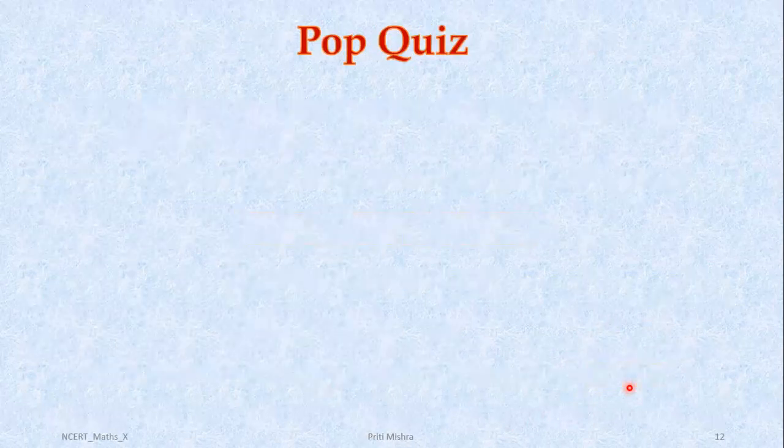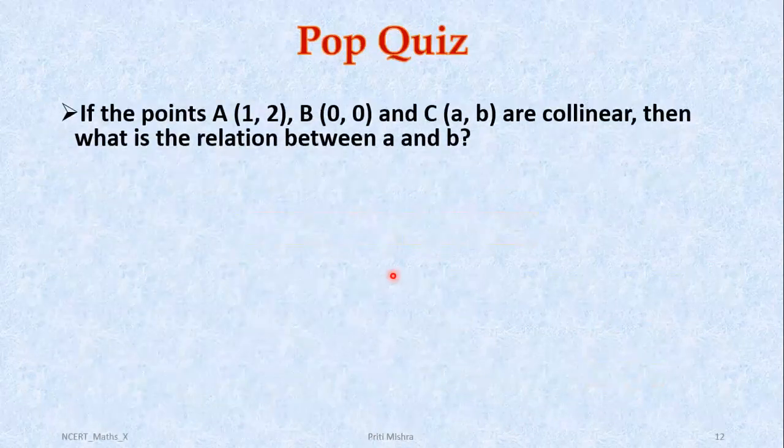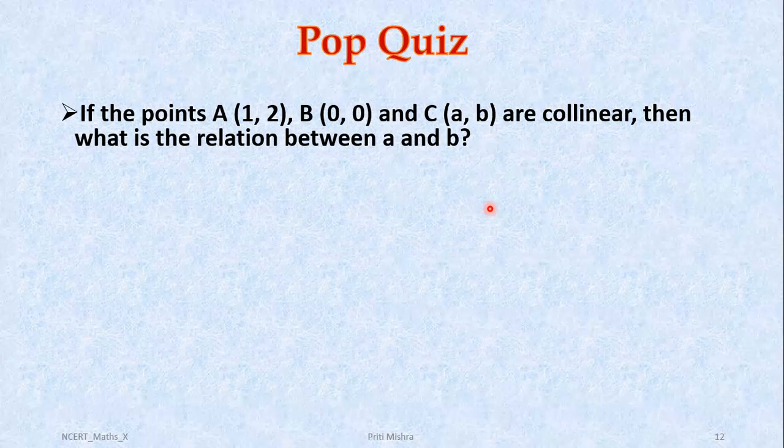Now get ready for the pop quiz. So the first question is, if the points A(1, 2), B(0, 0) and C(a, b) are collinear, then what is the relation between a and b? They have given you that these 3 points are collinear. Just a minute ago, I explained the condition of collinearity. You have to use that condition here. So its answer will be 2a equals b.